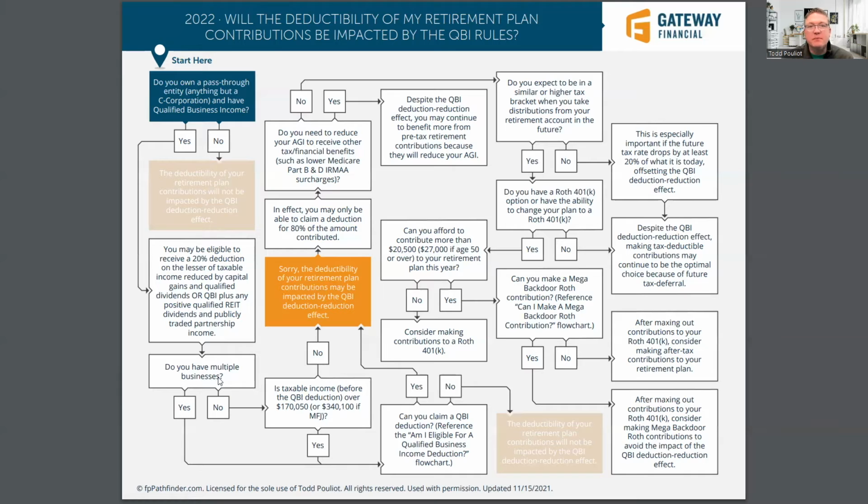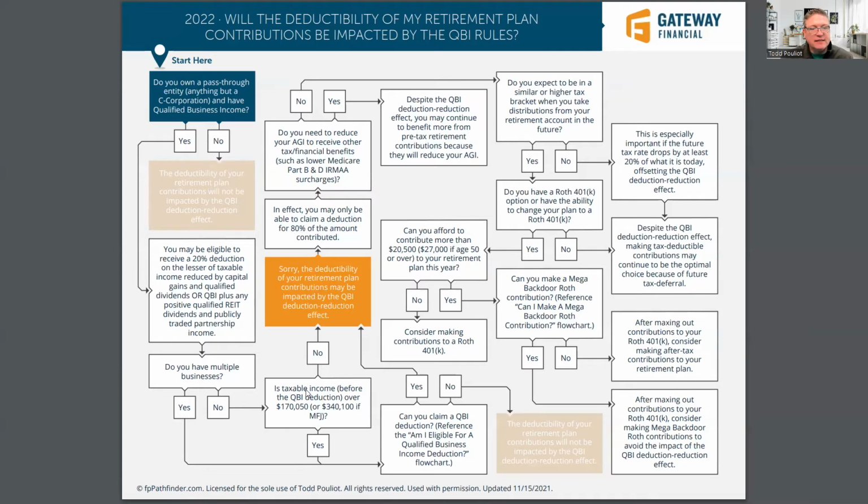Do you have multiple businesses? Yes or no? If no, I'm going to slide over here because that's what I am. I own one business. It's Gateway Financial. It's all I do. If you own multiple businesses, you have to be really cognizant of it, but yes, you can claim a QBI deduction. And I also have another flow chart, am I eligible for QBI deductions? And that's a good flow chart to look at as well.